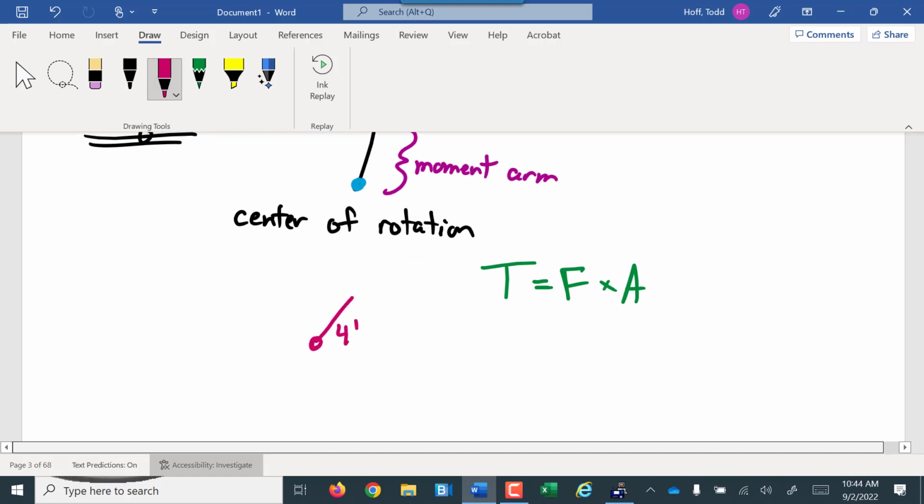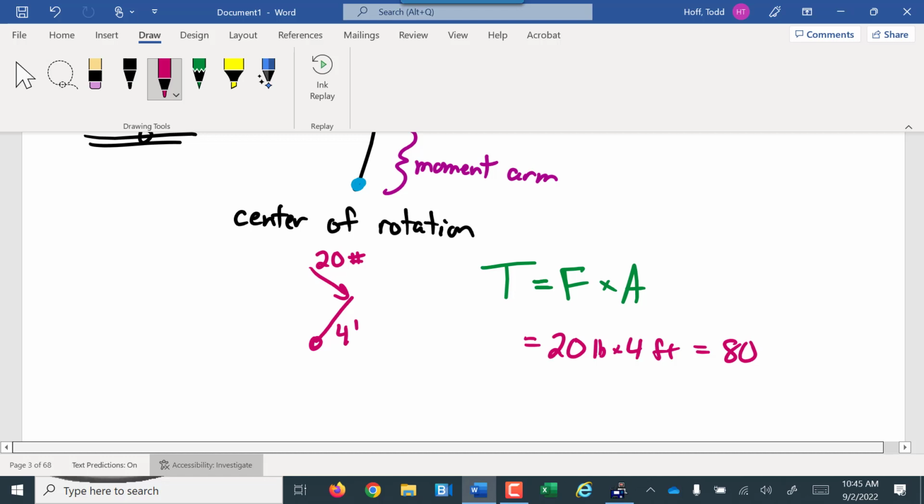So if I have a 4-inch arm, actually I should be careful. Let's do a 4-foot arm first with a 20-pound force. My torque is 20 pounds times 4 feet. 20 times 4 is 80.